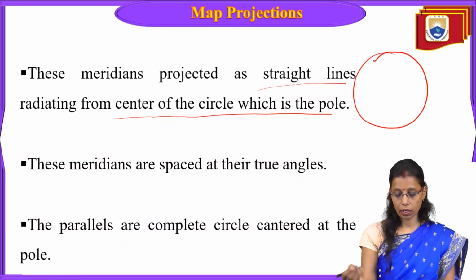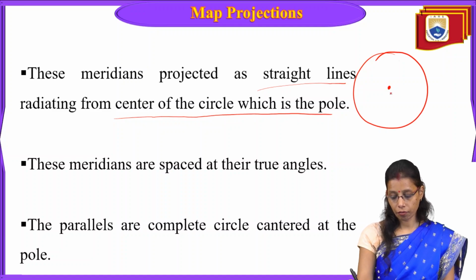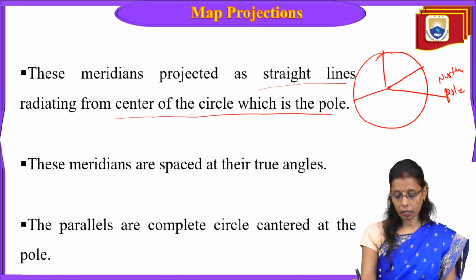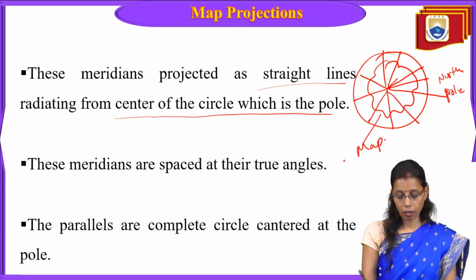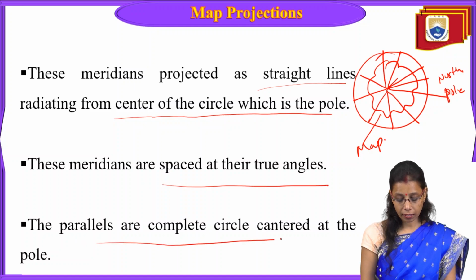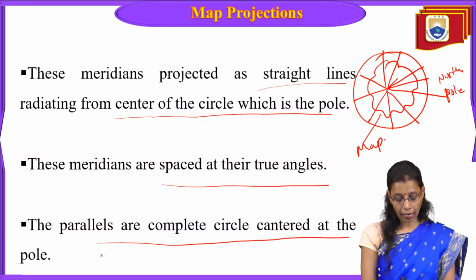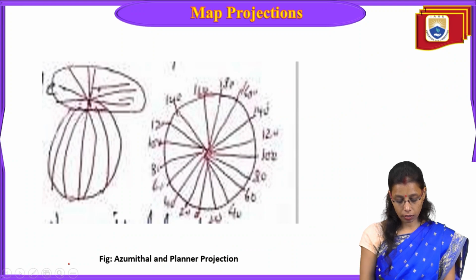Here is your azimuth. Here you have the pole, the North Pole. So this is flattened now, radiating like this in all directions, and on this you have the map like this. These meridians are spaced at their true angles. The parallels are complete circles centered at the pole. Now this is how it looks.